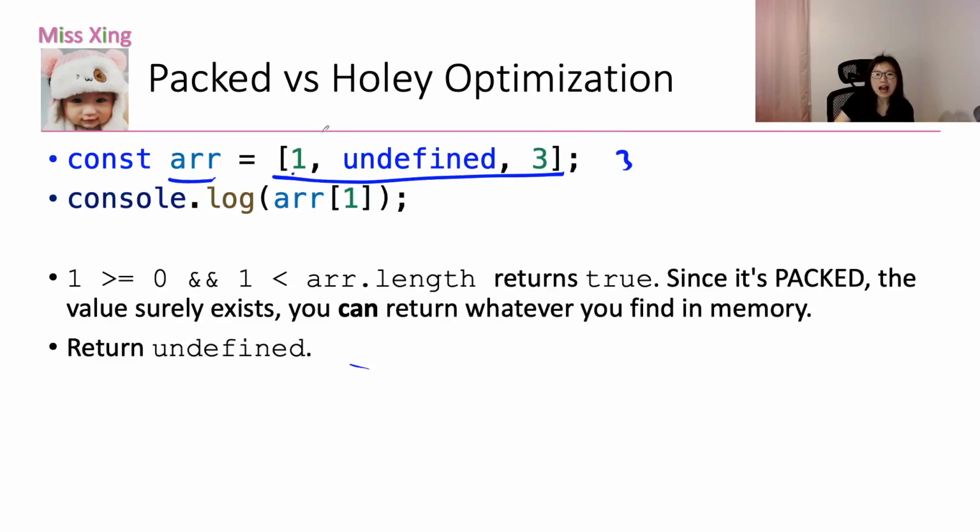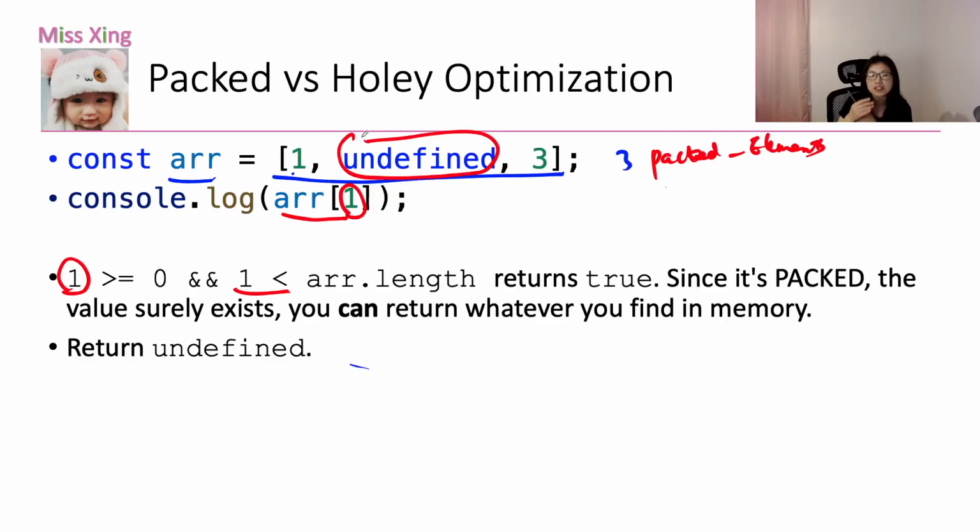Next one. If I have a packed array, this one we know has packed elements, right? Not holey, it has no hole here. Now I want to access array 1. We know it's packed, so we just check array 1, and this is the boundary check. We say it's inside the boundary. And since it's packed, the value surely exists. If it's undefined, we know it's undefined. If it's something else, we know it's something else, because it's packed, no holes at all. Then you can just return whatever you find in the memory. And we just return undefined in this case.